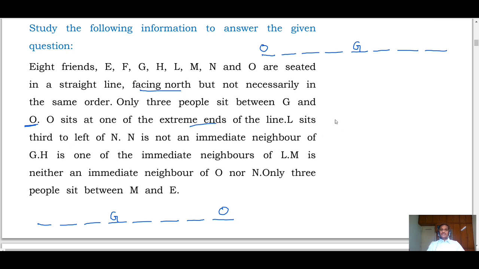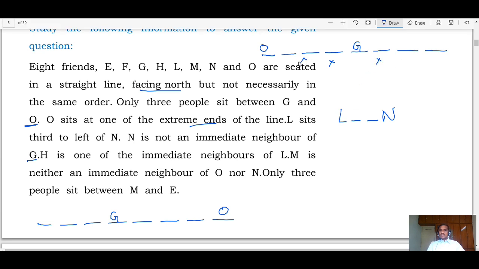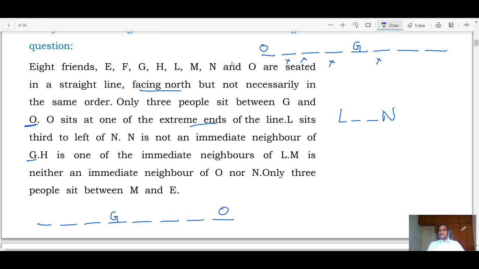L sits to the right of N. Where is N? L sits to the right of N. N is not an immediate neighbor of G. As N is not an immediate neighbor of G, N cannot be here, N cannot be here. And N cannot be in these 2 places, because if N is in these 2 places, there is no place for L at all. Hence N cannot be at any one of these. N cannot be here as well. If N is here, L and G must be in the same place, not possible. Hence N is at this place, 1, 2, L will be here. And again coming back to this one, N is not an immediate neighbor of G.